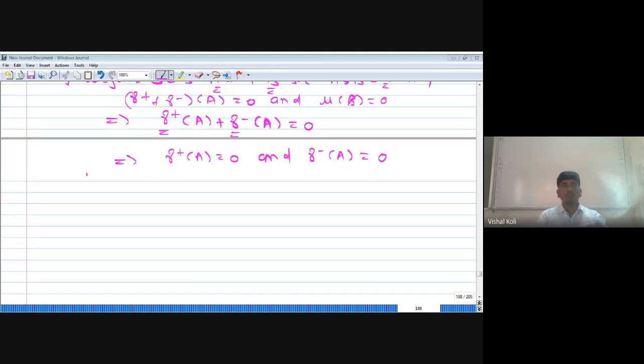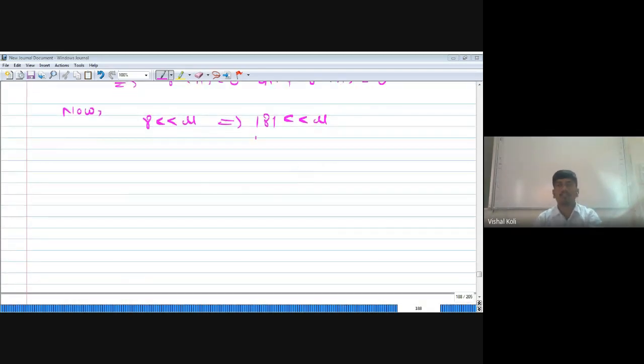Now we are also given that gamma is absolutely continuous with respect to mu, which implies modulus of gamma is absolutely continuous with respect to mu, since mu is a measure. Now we have to use the definition of absolutely continuous measures. Any two measures are said to be absolutely continuous, that is, modulus of gamma is absolutely continuous with respect to mu, whenever measure of E is equal to 0 for any E belonging to curly B, then modulus of gamma of E is equal to 0 for that same E.